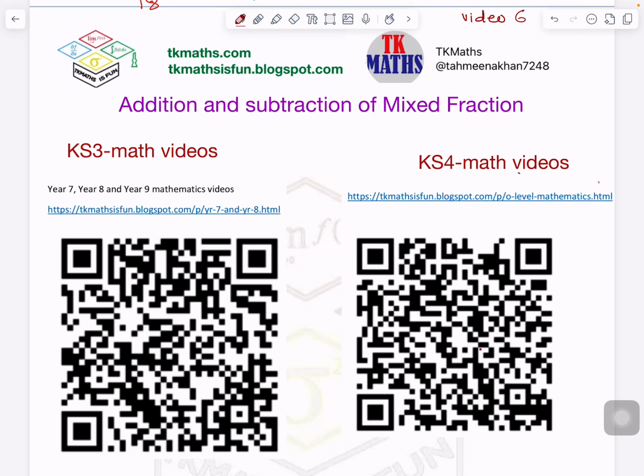In today's video, we will see addition and subtraction of mixed fractions and focus on a very important concept as well, which is noticed mostly students don't understand.